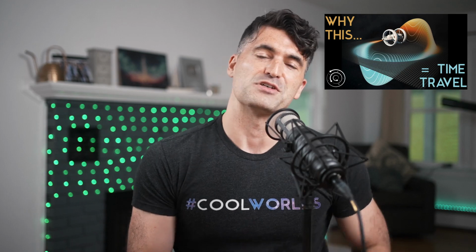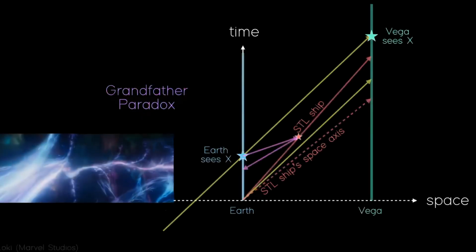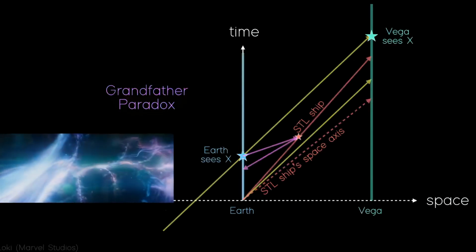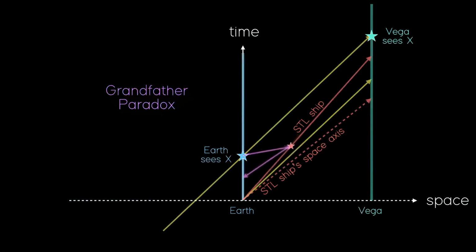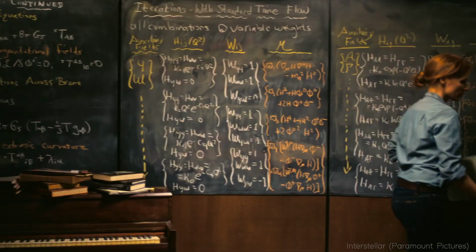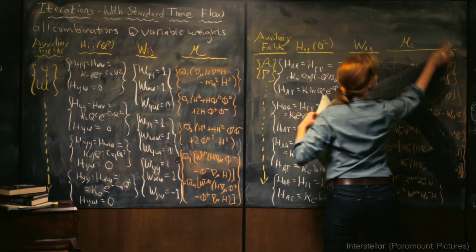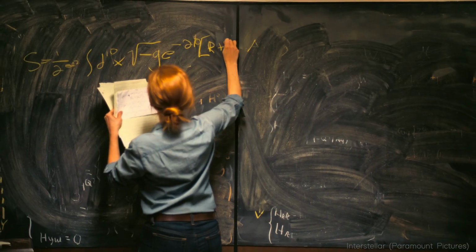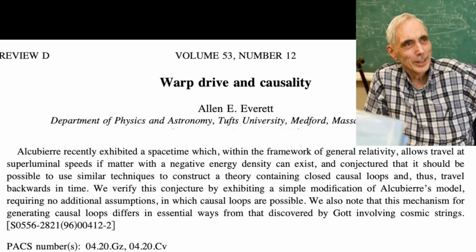The time travel effect here is a subtle and complex topic which deserves its own video. Unfortunately, we have already made that video, which you can find up here. To try and keep things simple, that video shows why FTL violates causality in the framework of special relativity, but the manifestation of closed time-like curves occurs even in general relativity, as proved by Allen Everett in 1996, soon after Alcubierre's original paper.